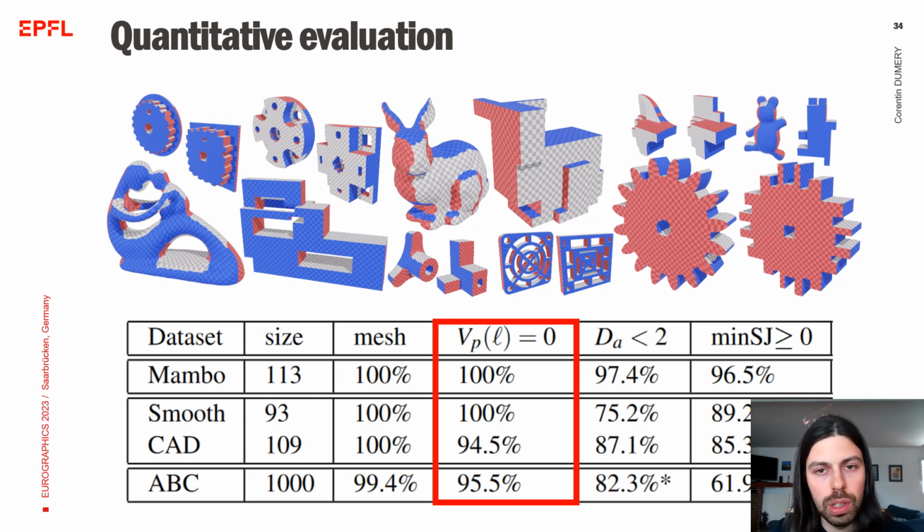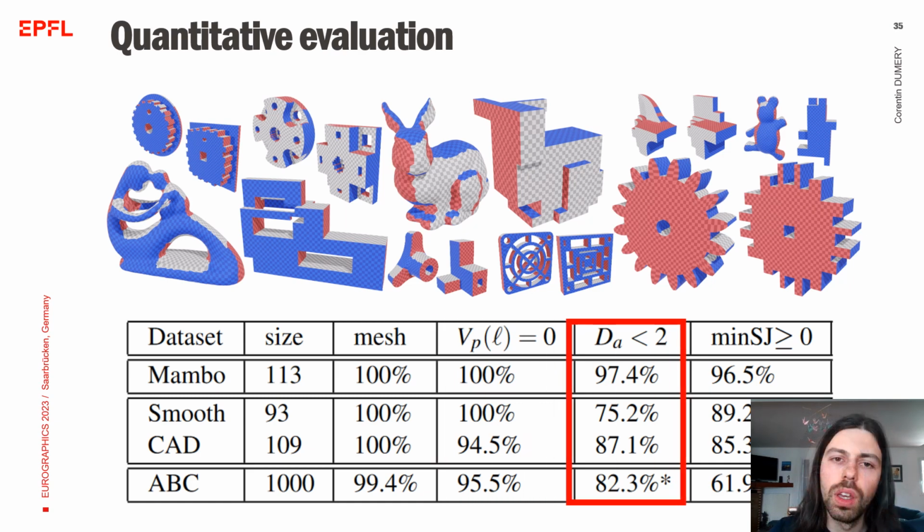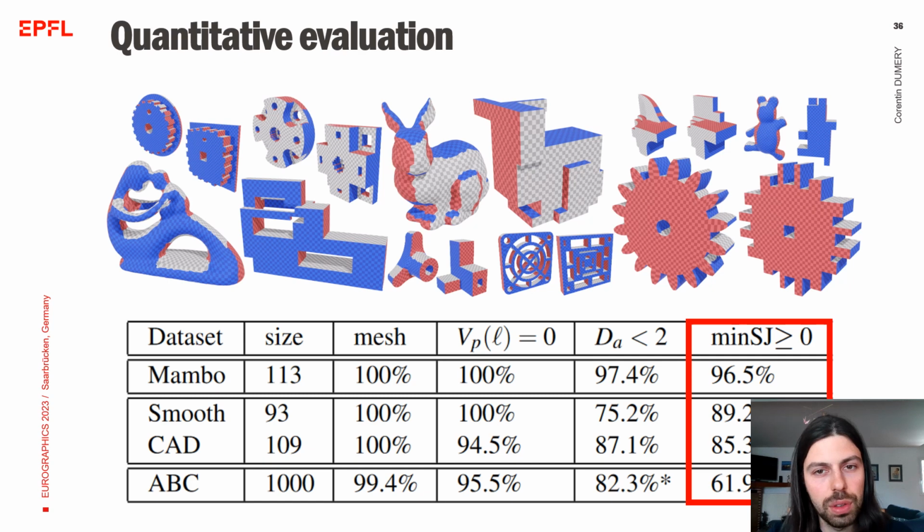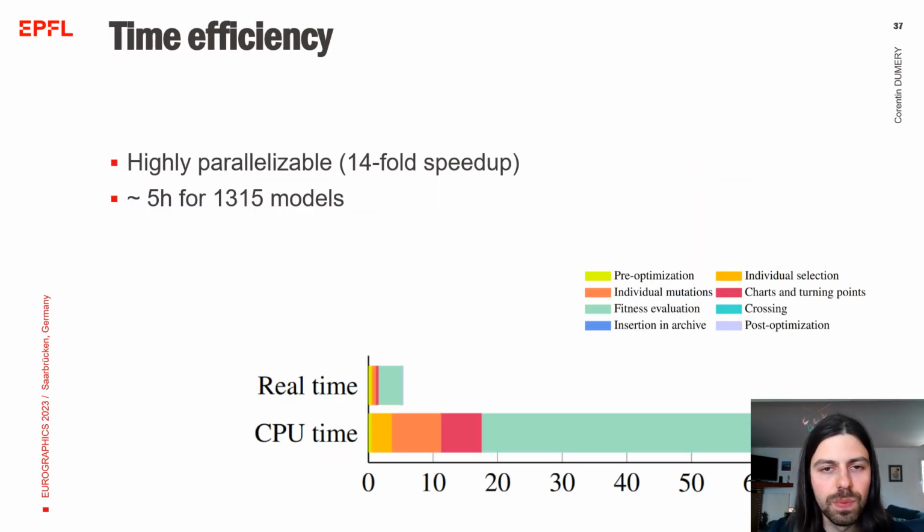Evocube generates pseudo-valid labelings for the vast majority of inputs. It also succeeds in generating polycubes with low area distortion in a much wider range of cases than previous works. And the resulting hex meshes are also satisfying in the overwhelming majority of cases. By virtue of its genetic nature, our method is highly parallelizable and computed labelings for our complete dataset in around 5 hours.